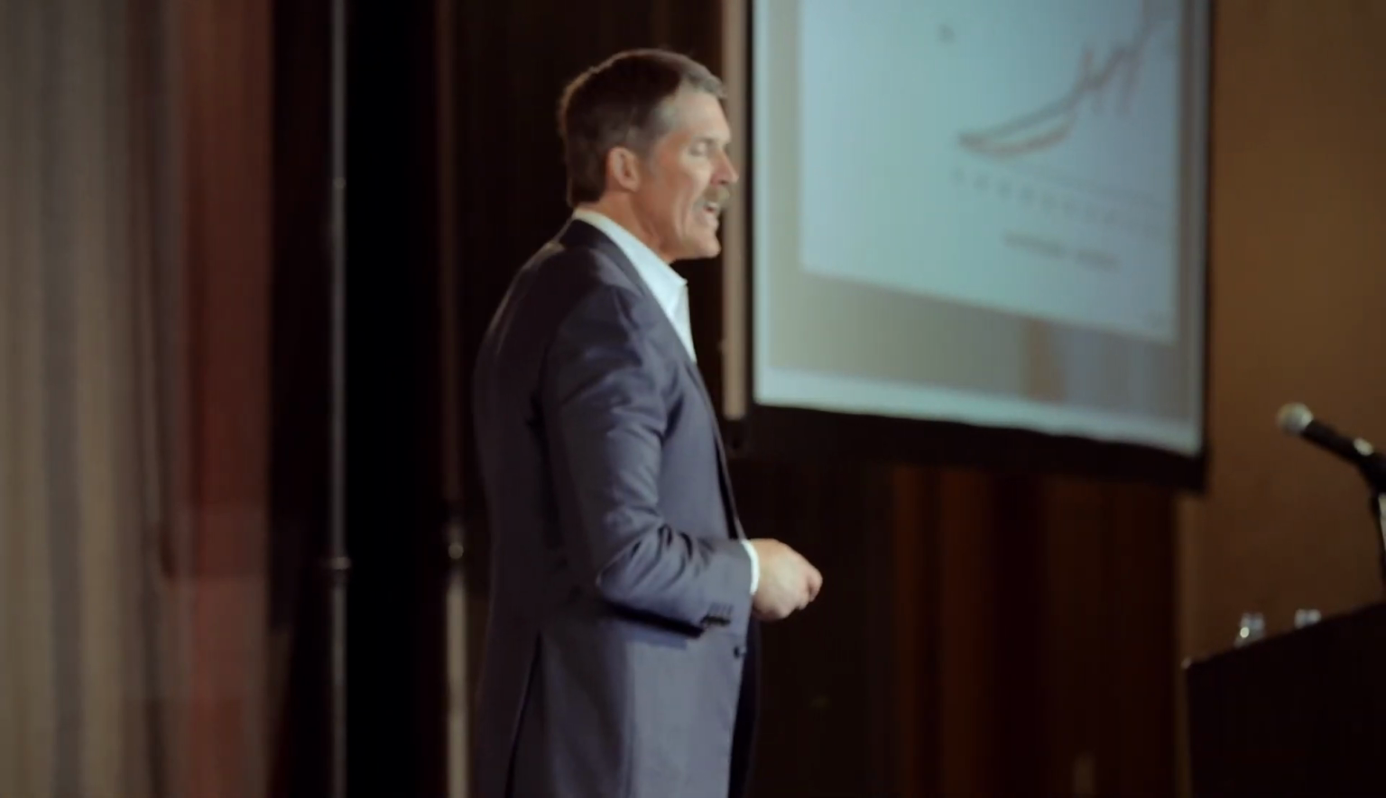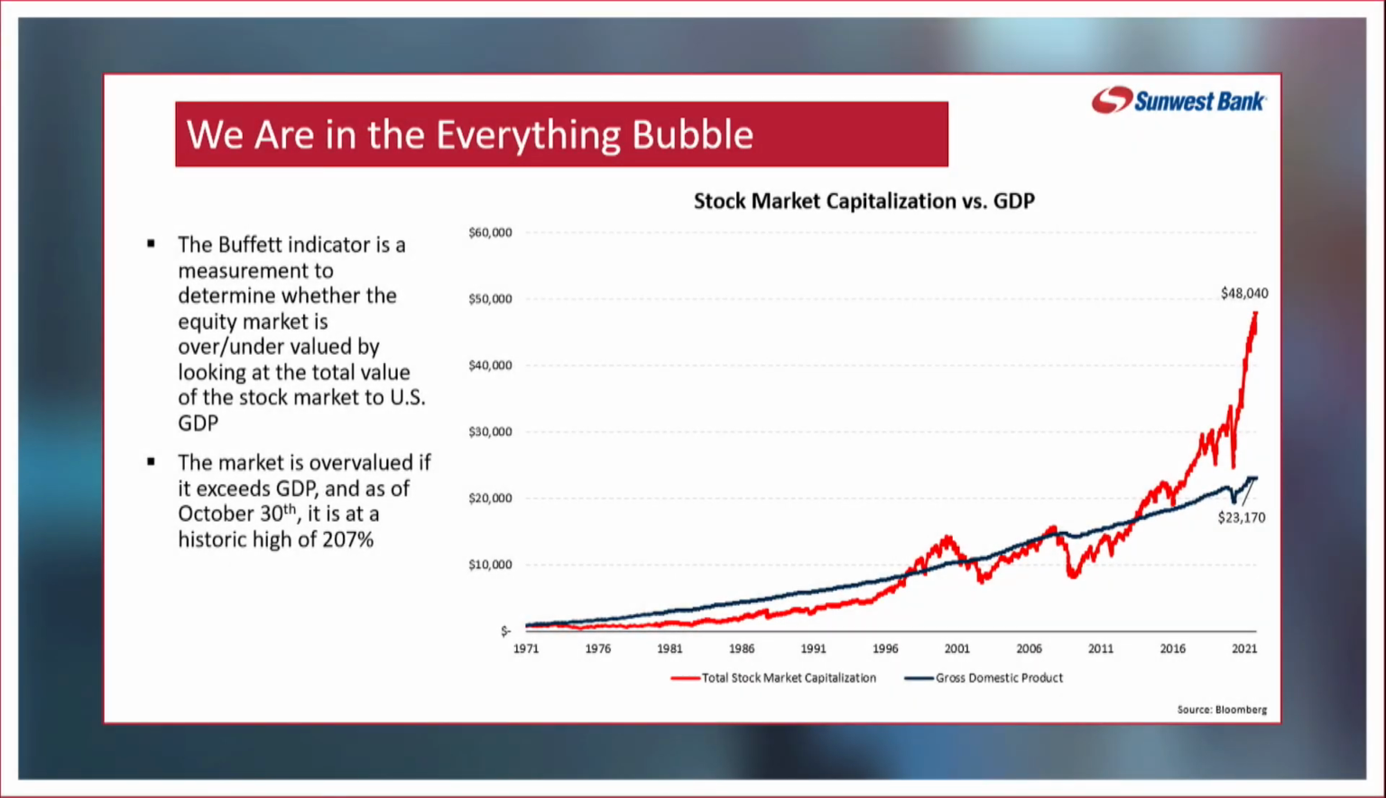So, folks, we are in the everything bubble. There are many graphs I could look at to show you this. I like this one. This is Warren Buffett. It's called the Buffett Indicator. Its measurement is to determine whether the equity markets are overvalued or undervalued by looking at the total value of the stock market relative to US GDP.